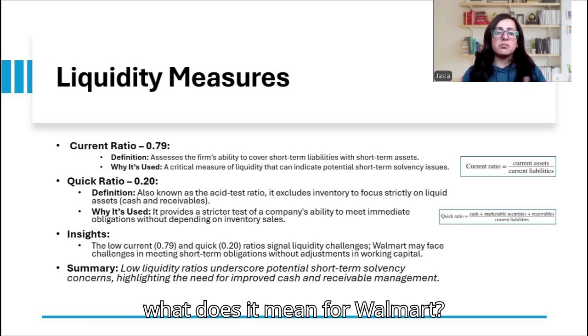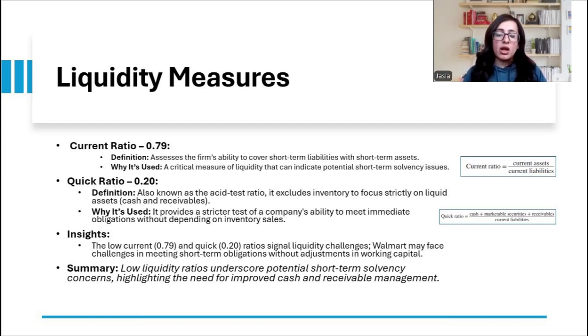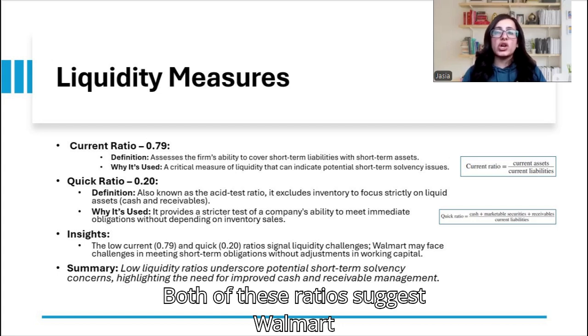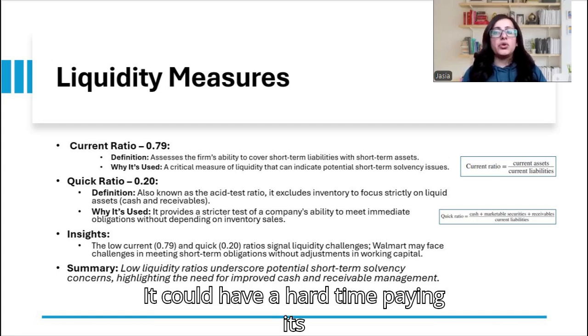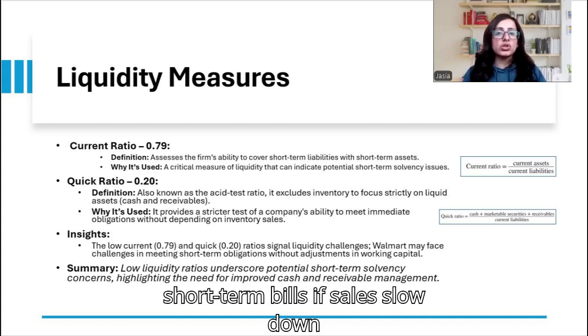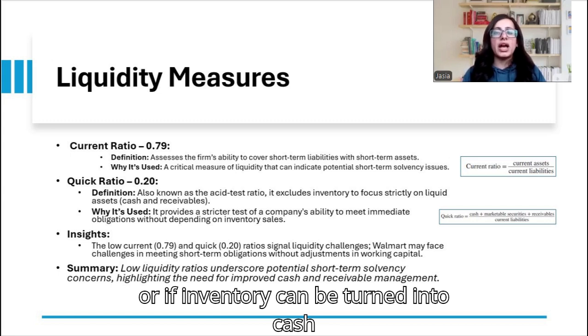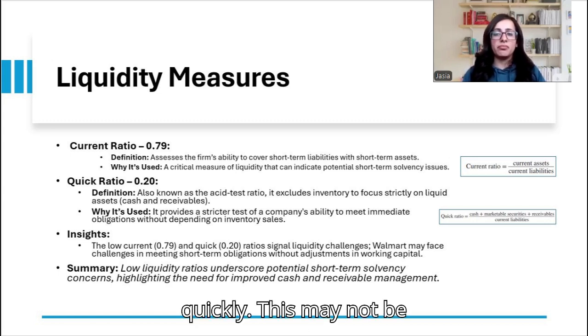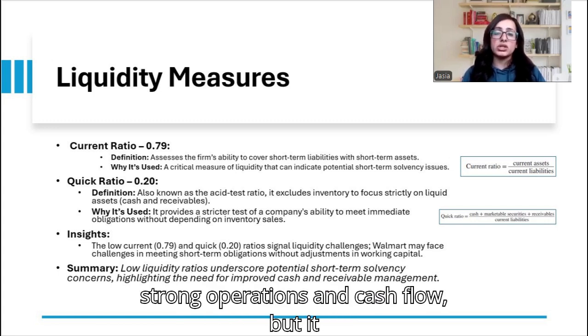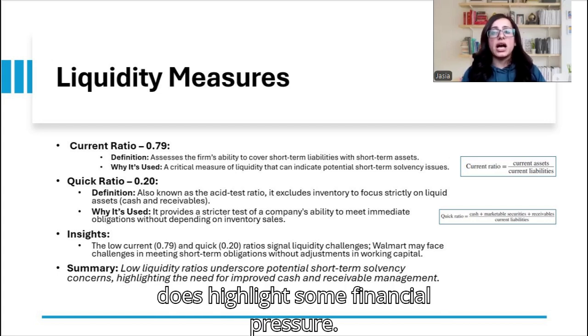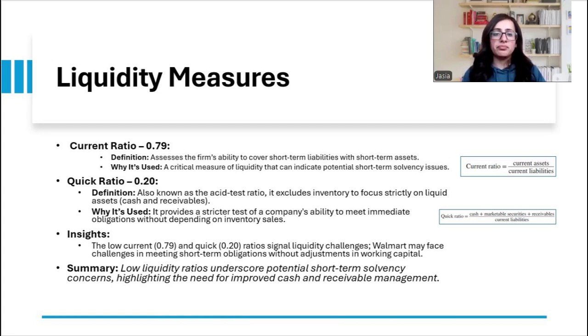So what does it mean for Walmart? Both of these ratios suggest Walmart may face liquidity challenges. It could have a hard time paying its short-term bills if sales slow down or if inventory can't be turned into cash quickly. This may not be an immediate crisis because Walmart has strong operations and cash flow, but it does highlight some financial pressure.